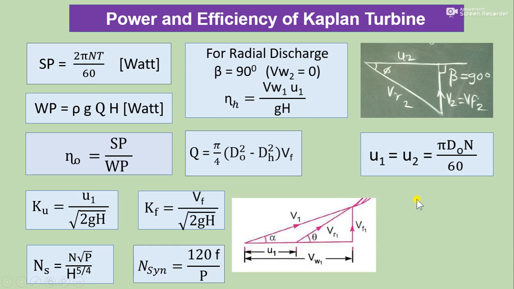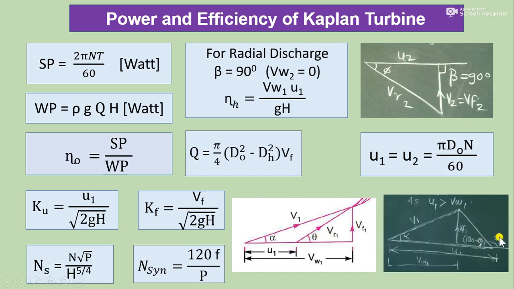Next is the inlet velocity triangle when theta is greater than 90. In that case, the velocity triangle at the inlet can be modified. So how to understand this? By the comparison of value of U1 and Vw1. In the regular case, U1 is smaller than Vw1, and in this case the value of U1 is greater than the value of Vw1.